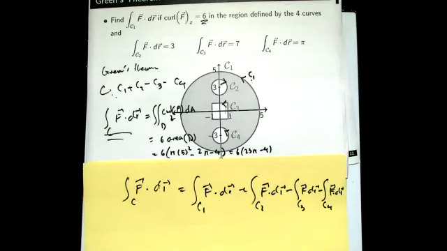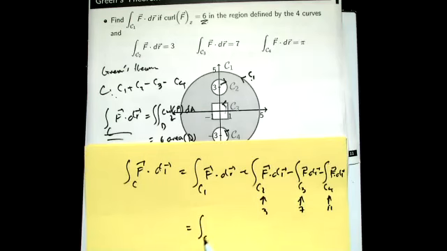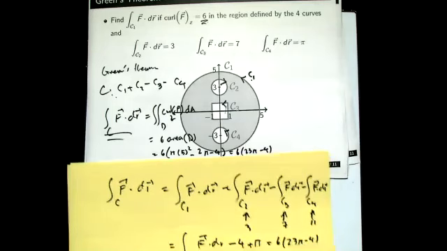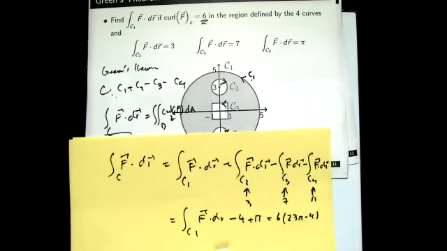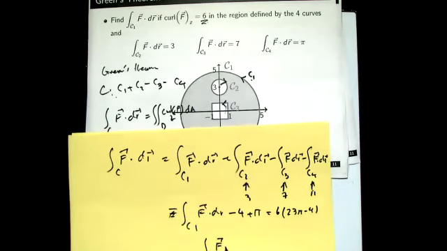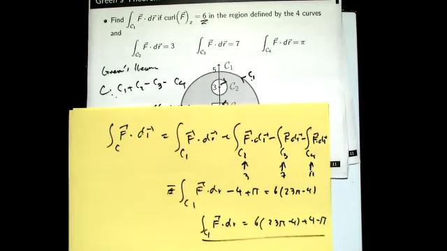And some of these things are given to me. That one is given, it is 3. That one is 7. That one is pi. So basically, the left-hand side is just this, minus 4 plus pi. And the right-hand side is just that. And so that allows me to compute the integral of F dot dr over C1, which is going to be that.